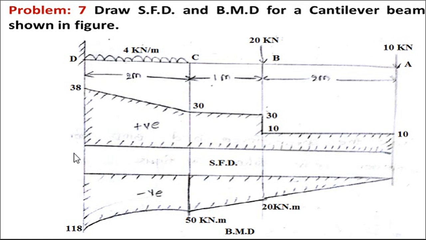You take a horizontal line, plus 38 minus 4 into 2, 30, no load. So plus 30 minus 20, 10, no load, plus 10 minus 10, you will get the shear force diagram. In a similar fashion, 10 into 2, 20. But it is a cantilever, that's why negative. 10 into 2, moment at B is minus 20. Moment at C, what will it be? 10 into 3, 30 plus 20 into 1, 30 plus 20, 50. That will be minus 50. In this way, take moment about D, you will get the 118 ordinate, then you will get the moment at point D.